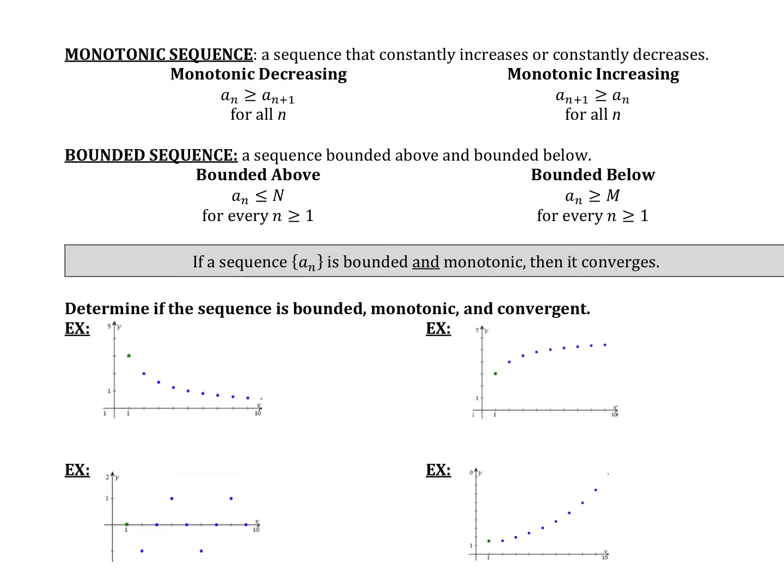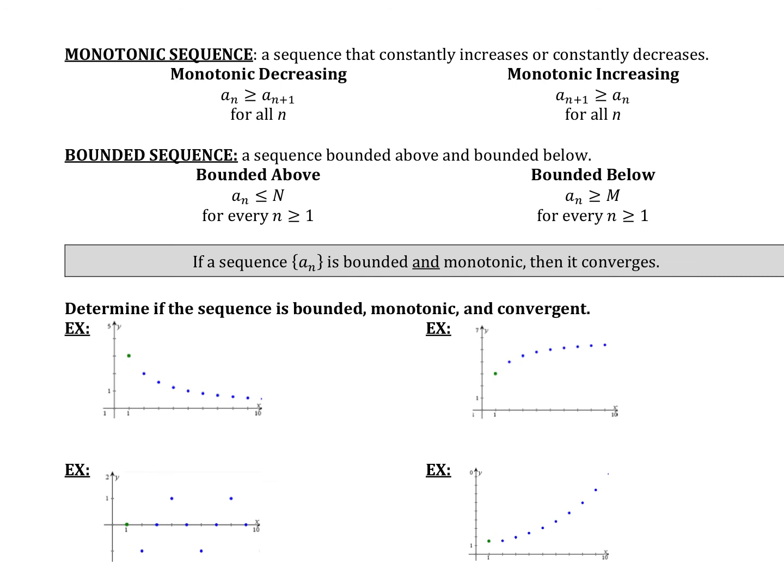Before we look at these next few examples, there is a theorem that can help us, but we have to get some vocab out of the way. First, a monotonic sequence. A monotonic sequence is something that constantly increases or constantly decreases. And I don't mean it goes up by the exact same amount every time. I just mean it continuously goes up. It continuously increases.